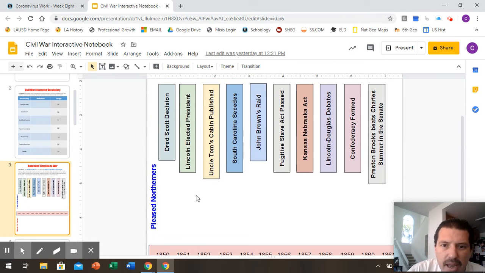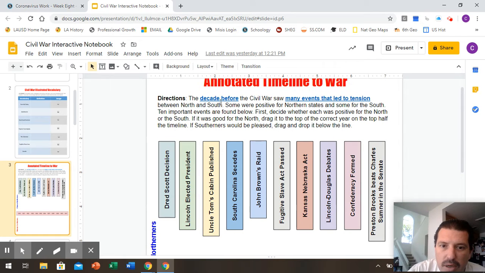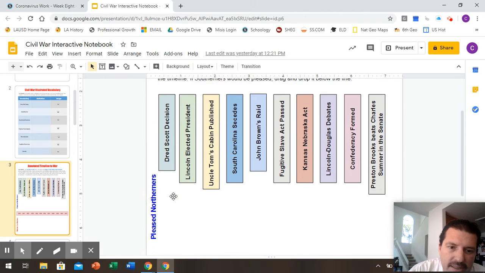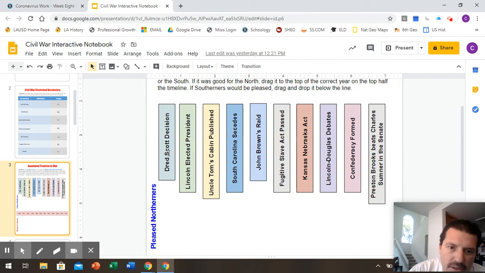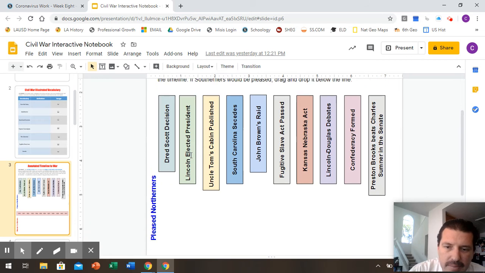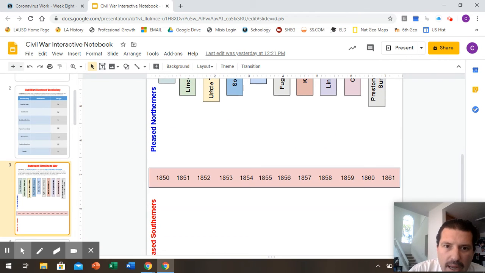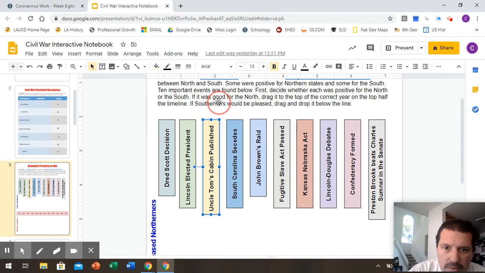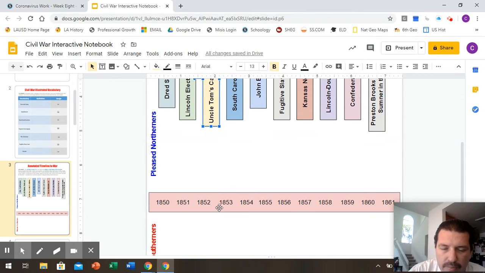Here, on the second assignment, you're going to do a timeline. So you'll look up when these things happened. Dred Scott decision, Lincoln elected president. You're going to drag and drop them. You're going to drag. So see how I have the 4 arrows there? And then I'm going to drop them down onto the correct year.